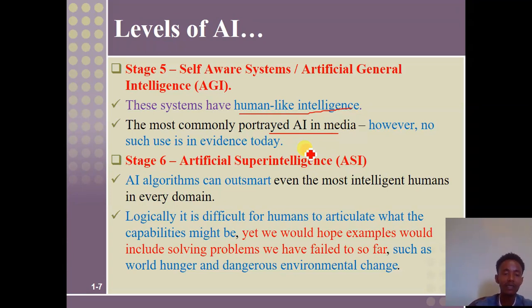The 6th stage is artificial superintelligence. These artificial superintelligence algorithms can outsmart even the human being. Such algorithms can outsmart even the most intelligent humans in every domain.